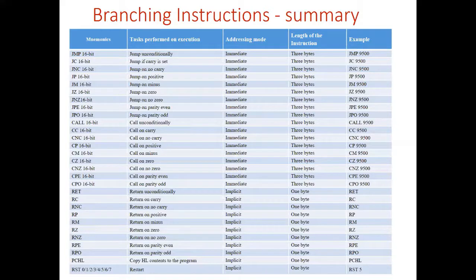In the same way, conditional return and unconditional return instructions are available. RET means unconditional return. And RC, RNC, RP, RM, all these are conditional return instructions. Okay, so these are the branching instructions.